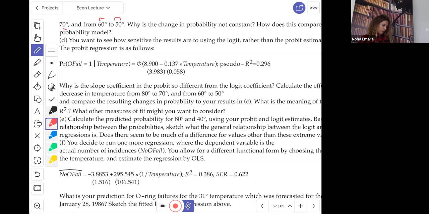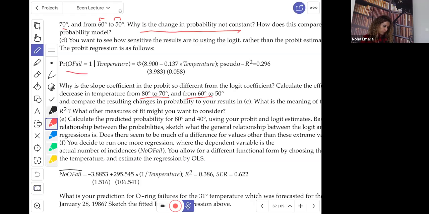Right, and then why is the change in probability not constant? Because now it's a nonlinear model. Probability, like the logistic function, is an S-shaped distribution function, so it's no more a constant slope, right? You need to analyze, like they're giving you two values, like 80 to 70 and 60 to 50, to notice that the slope is not constant. Same here.